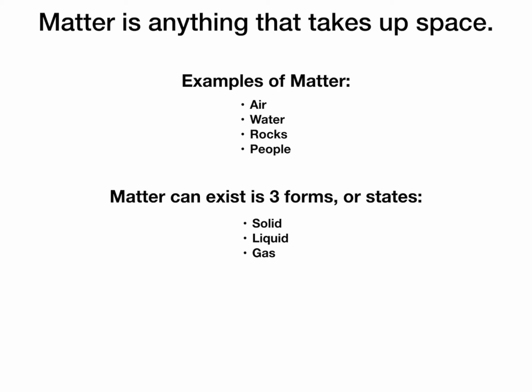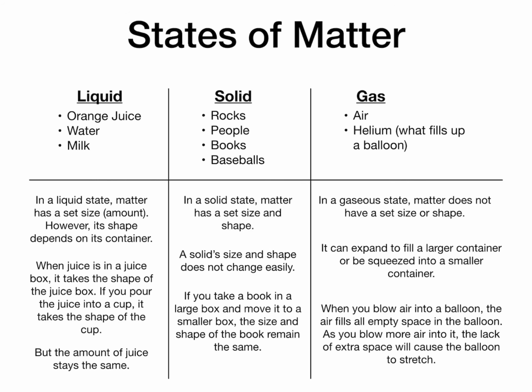Matter can exist in 3 forms or states. And I will say there's actually a 4th form called plasma, but we're not going to get into that right now. That will come later on in your science careers. Today we're just going to focus on the 3 main ones, the basic ones. So those would be solids, liquids, and gases. So for liquids, we've got some examples. We've got orange juice, water, and milk.